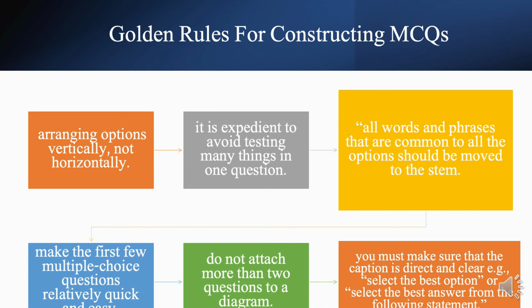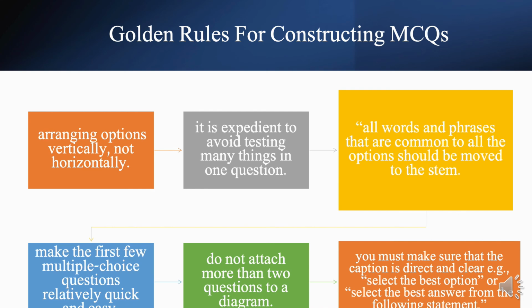All words and phrases that are common to all the options should be moved to the stem. So you don't keep saying engineering of marketing, engineering of building, engineering of electrical. Instead, put the word engineering in the stem, engineering of, and then just put marketing, building, and all that. You don't keep repeating that word. That's what it means if you have such an example.